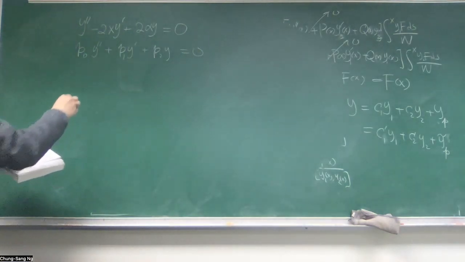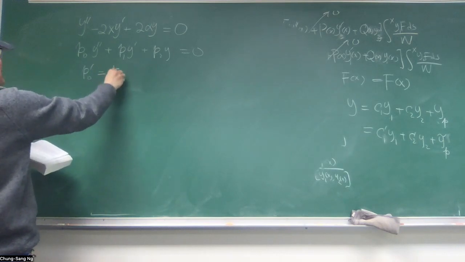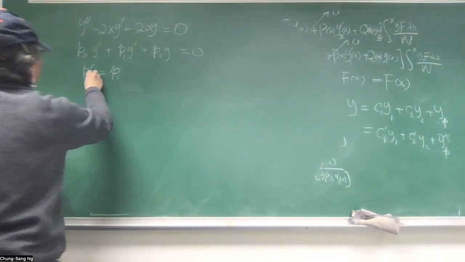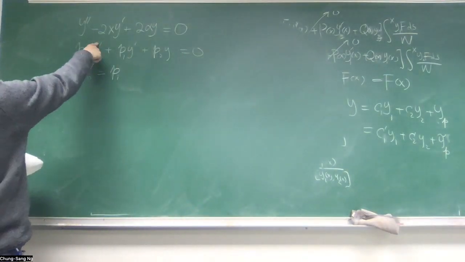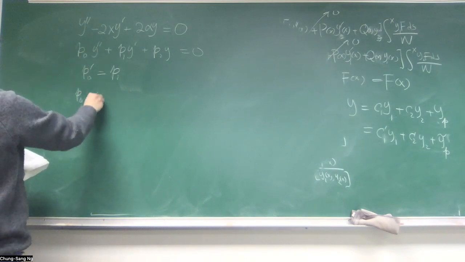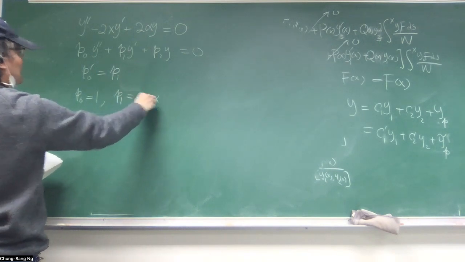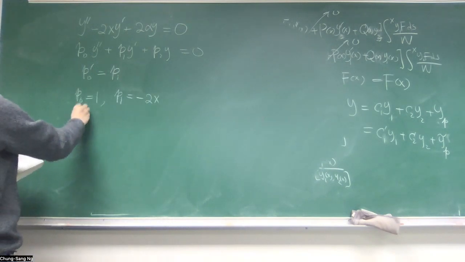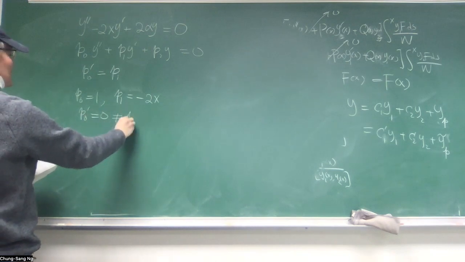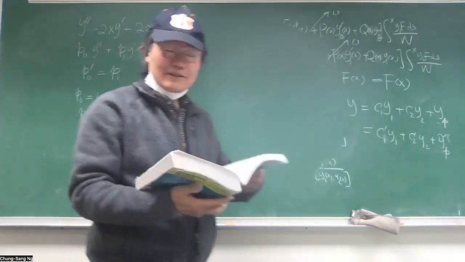If it's self-adjoint, then P0 prime will be equal to P1, right? That's the condition for self-adjoint. Now for the Hermite, P0 is 1, P1 is minus 2x, right? So P0 prime will be 0, which is not equal to P1. So that's not self-adjoint.